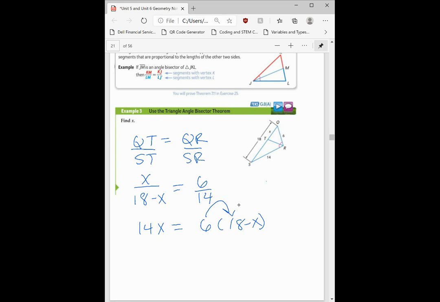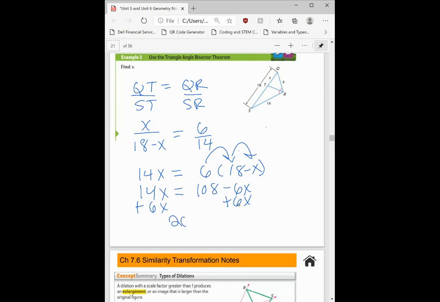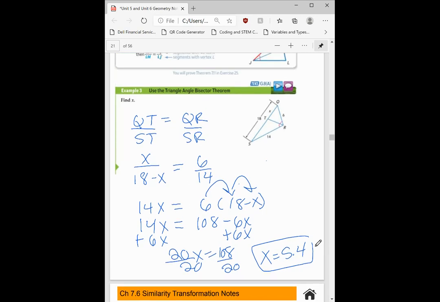So we're going to distribute this 6, and we get 14x is equal to 108 minus 6x. I'm going to add 6x to the other side, and I get 20x is equal to 108. If I divide by 20, I get x is equal to 5.4, and that is my answer. Okay, and that concludes the notes for 7.5.